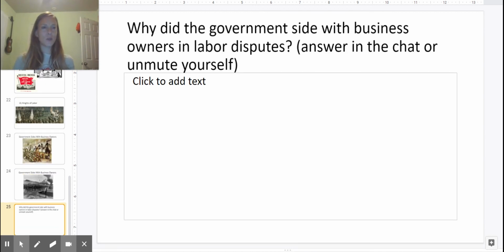And so I'm going to ask you guys, why did the government side with business owners in labor disputes? So remember back to the first question I asked, or one of the first questions. What is laissez-faire? So why might they side with businesses instead of the workers during labor disputes?